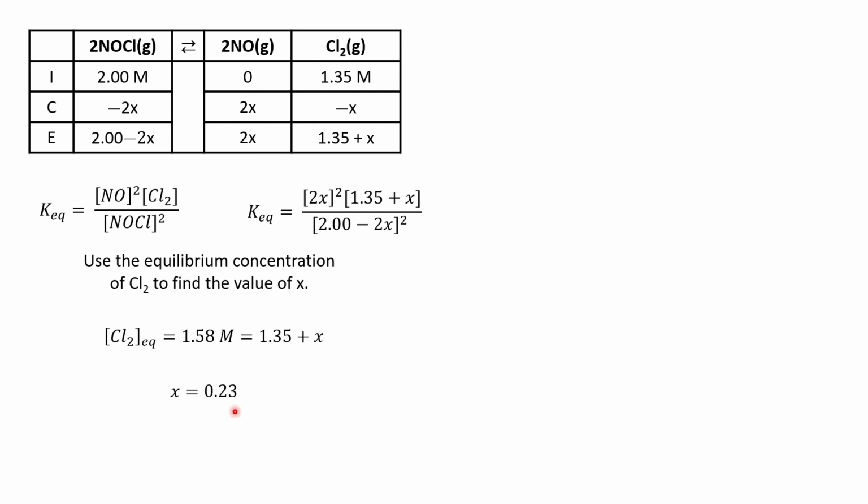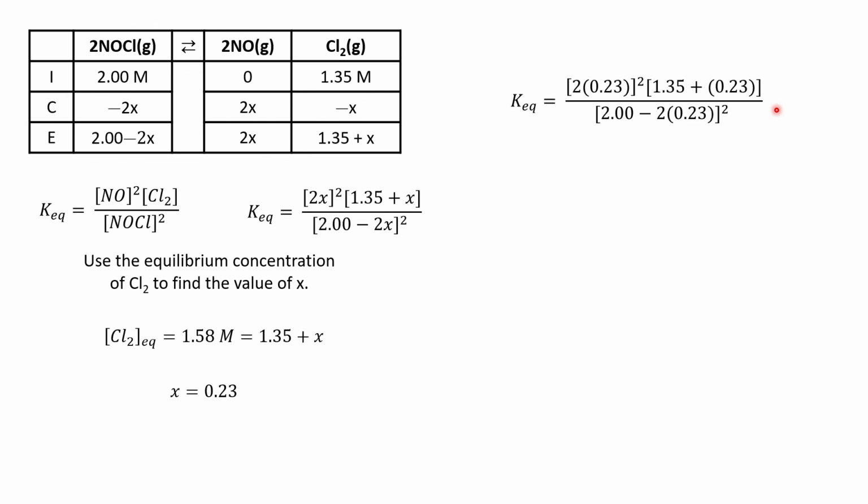So now that I know my value for x, I can plug in for x in my KEQ expression, and that will give me a value for KEQ. Okay, so it's going to get just a little bit messy, but again, we're not having to solve a quadratic, so that's a good thing. So I have 2 times x, squared, a 1.35 plus x, and a 2 minus 2 times x, squared. Just watch your algebra when you're doing these calculations.